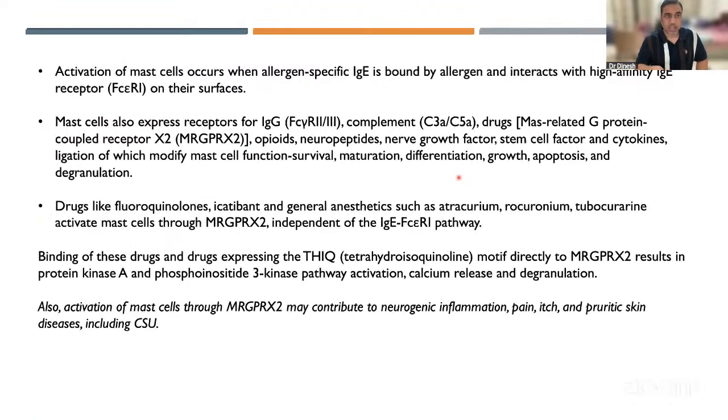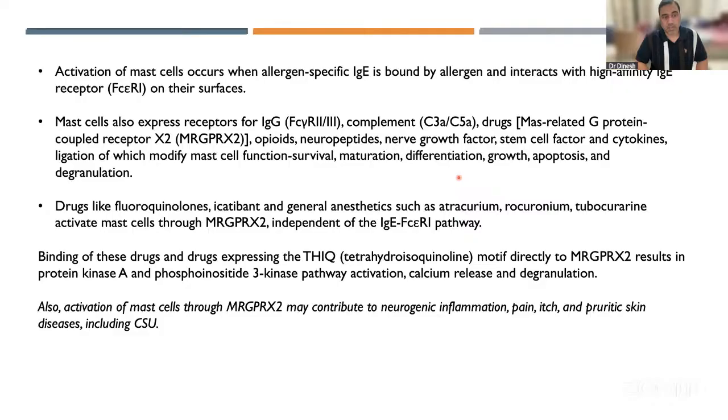Now, whichever mechanism, once mast cells are activated, they release the mediators. In case of the IgE dependent one, the IgE is bound by the allergen and interacts with the high affinity IgE receptor on the surface. In case of IgG, it will be the Fc gamma receptors. Complement will have their own receptors, C3a and C5a receptors, and drugs, as we have seen before, act through the Mas-related G protein coupled receptor X2. Opioids, neuropeptides, nerve growth factors, stem cell factors, cytokines, all of this can modify mast cell function, survival, maturation, differentiation, growth, even the apoptosis and their degranulation.